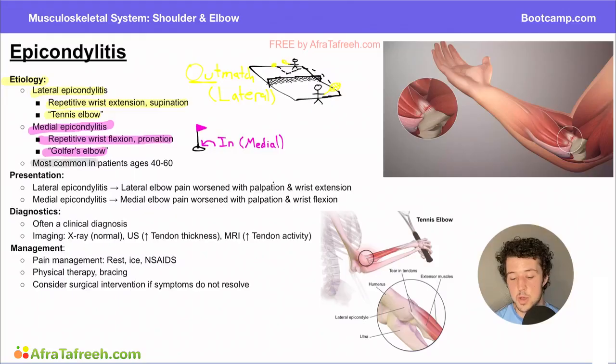Additionally, this is most common in patients aged 40 to 60. And so if you're planning to be a physician that works near a country club, where you're going to have plenty of tennis players and golf players from 40 to 60, make sure you pay extra attention to this video.